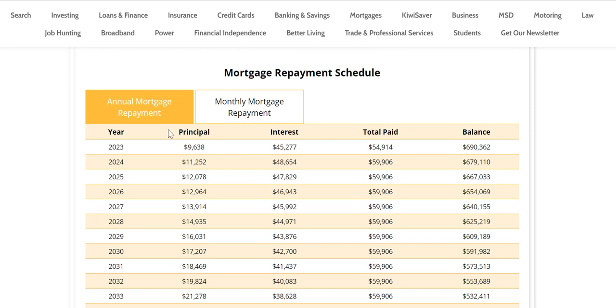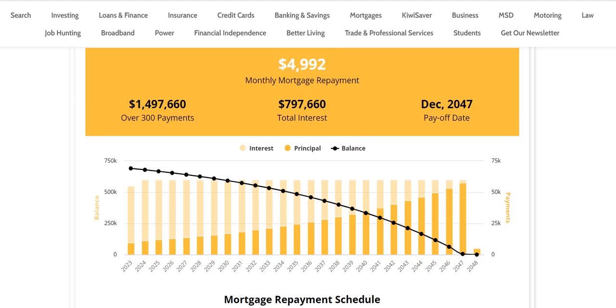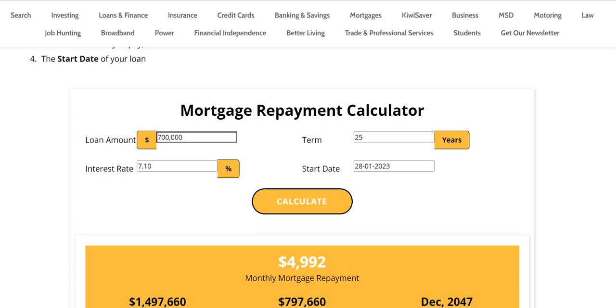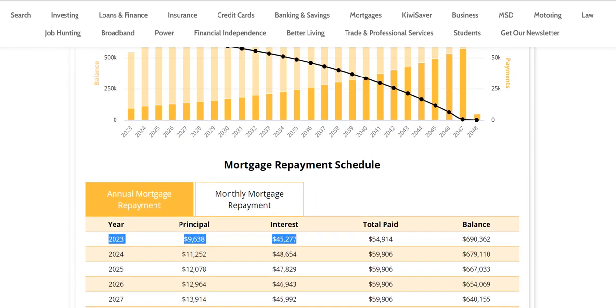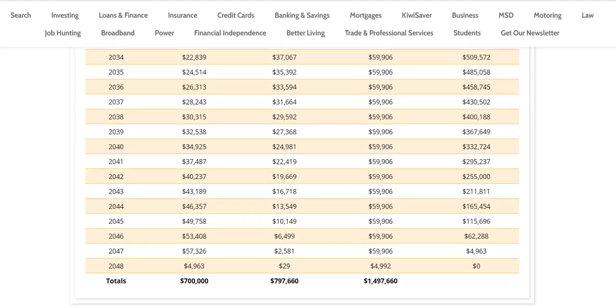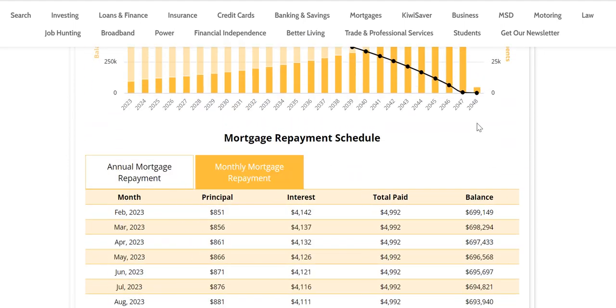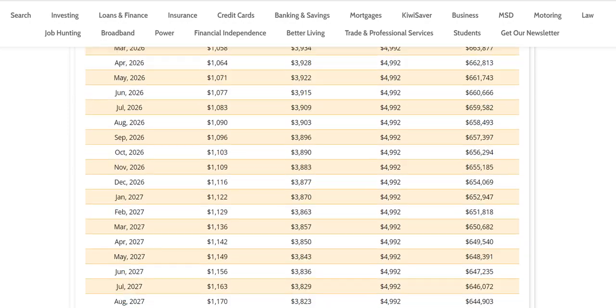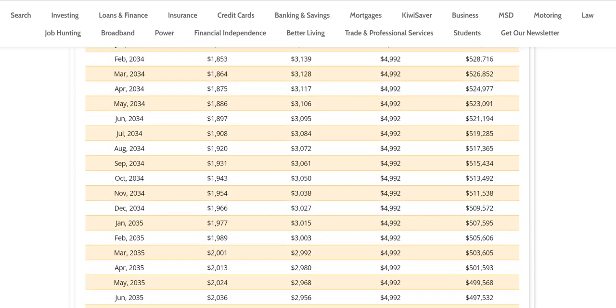You can see the annual, and you can see how that works there, with the principal repayment being small and the interest, of course, being large, which you would expect if you were paying 7.1% on $700,000. But then over time, as I said, that drops. And then you can also see it monthly, which is quite comprehensive, but worth having a look at. So this is how this tool works.